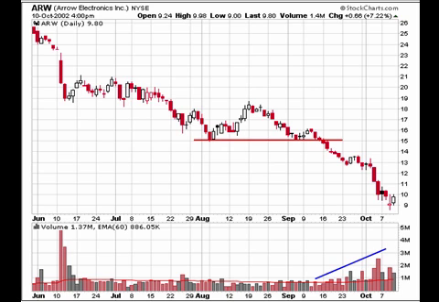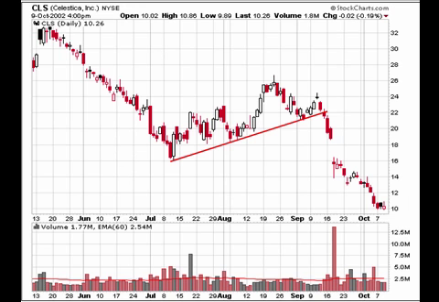Aero Electronics. Continuation pattern within a downtrend. Support was easy to define and volume ramped up as the stock fell. Exactly what you want to see. CLS. By some stretch, this could be considered a bearish rectangle, but again, it really doesn't matter what you call it. It's playable when support is taken out. Just make sure the most recent low from within the pattern is also taken out.